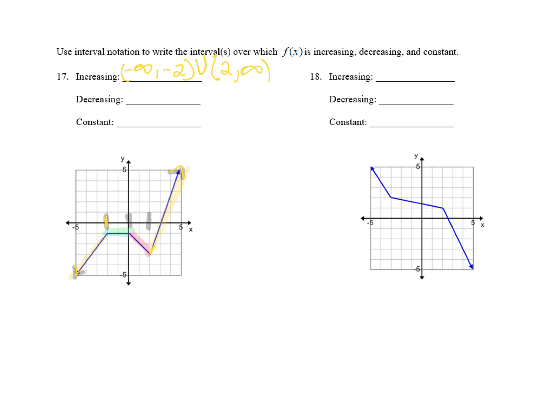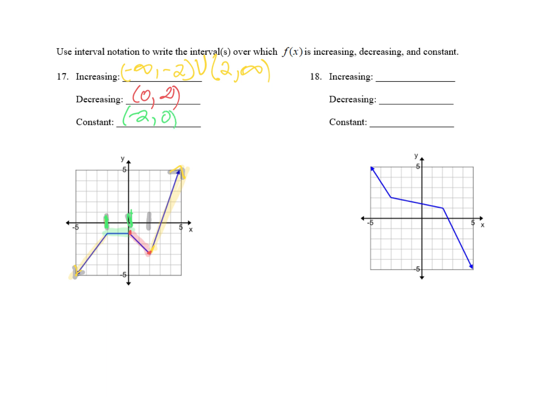And what about your decreasing interval? Well, the decreasing interval starts decreasing at 0 and stops decreasing at 2. And then your last one, your constant, starts being constant at -2 and stops being constant at 0.